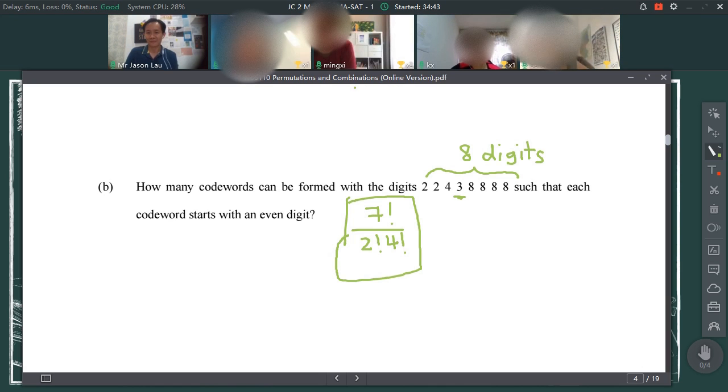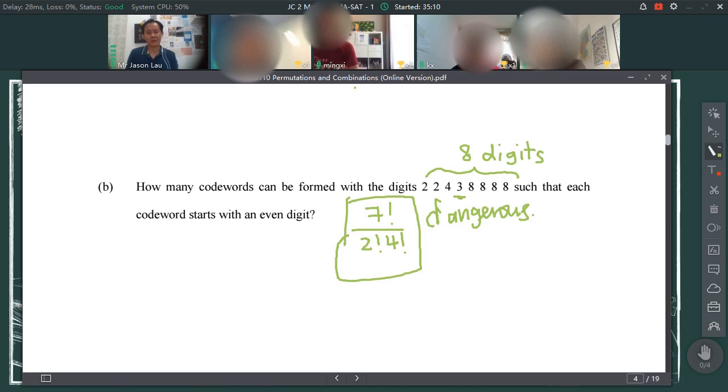They said permutate n objects, right? There's 8 digits, right? So shouldn't it be 8 factorial over something, then you minus something off? Okay. When you do the situation like that, I feel it's dangerous.